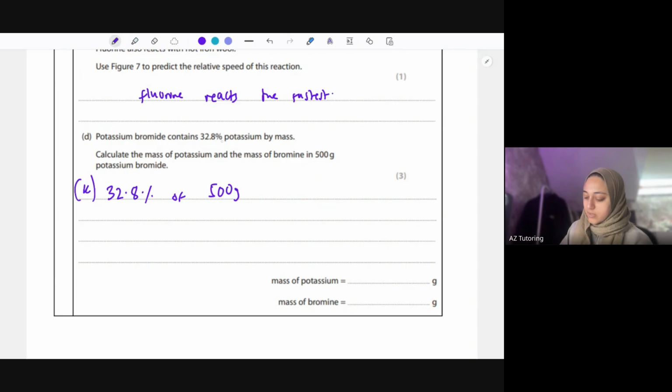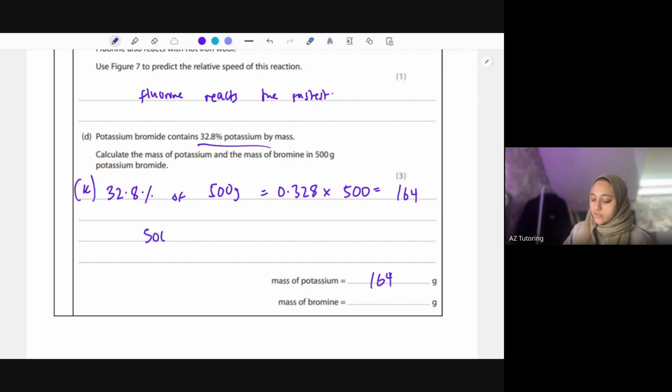I'll just write K here for potassium because it says 32.8% of that. So to put that in your calculator, 0.328 times 500, which gives you 164 grams. That's for potassium. Now, we know there's 500 grams altogether, so to work out how much for bromine, just do 500 grams minus 164 grams, and you get 336 grams. And that's your answer.